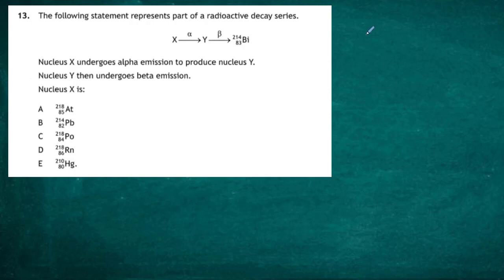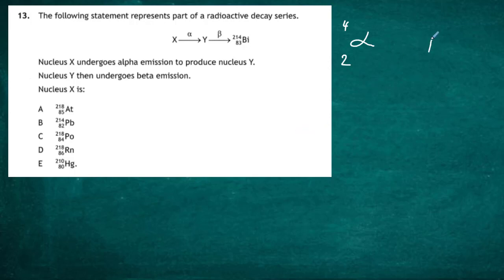Before we start, let's look at what happens with an alpha particle. An alpha particle has a mass number of 4 and an atomic number of 2. What does this mean? If a nucleus ejects an alpha particle from itself, it's going to lose 4 from its mass number, and it's going to lose 2 from its atomic number.